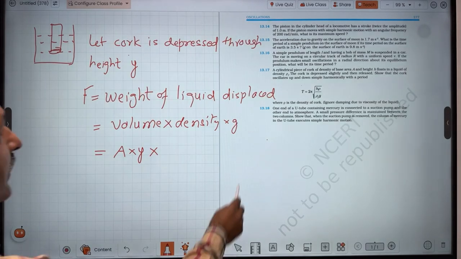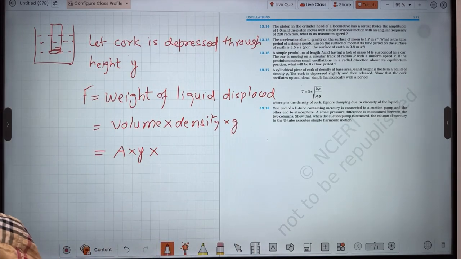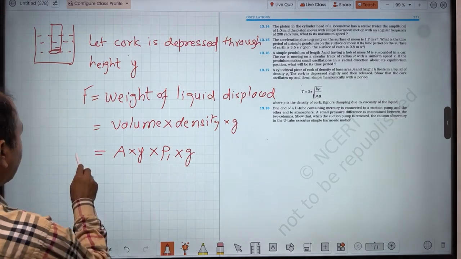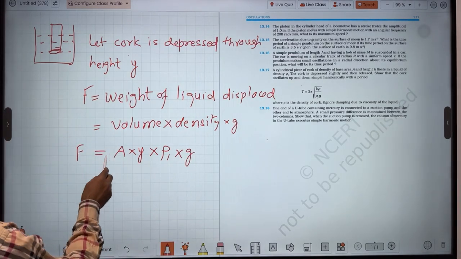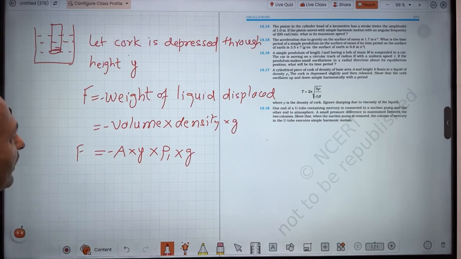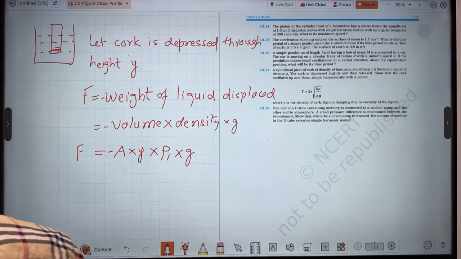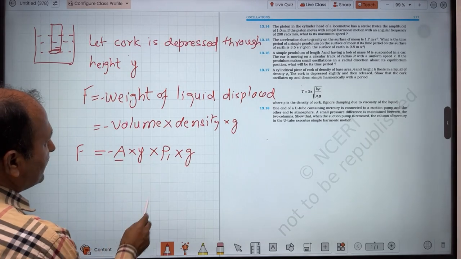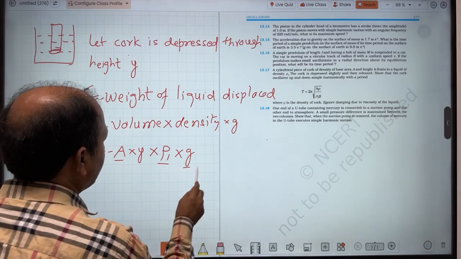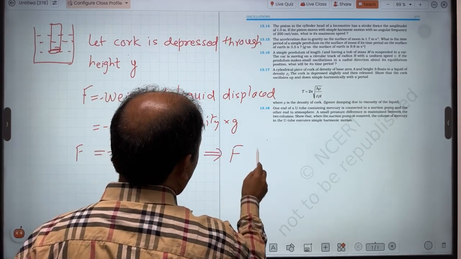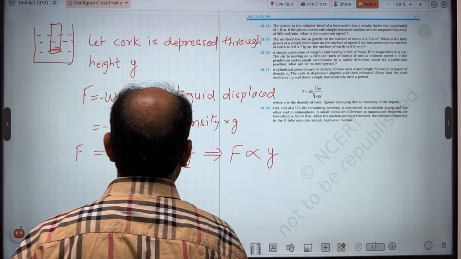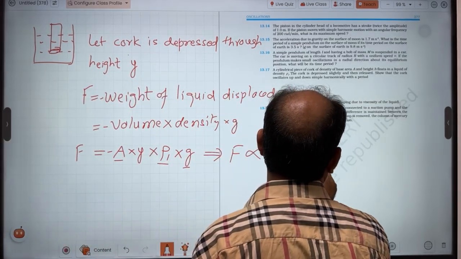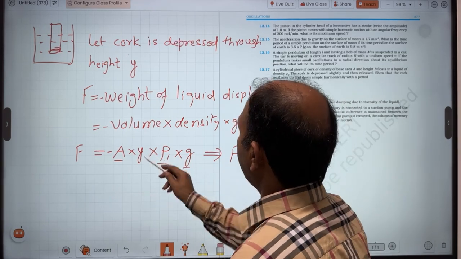Density of liquid is to be taken as rho 1. So we write it rho 1 into G. Correct? So this is a restoring force. If you want to write negative sign, just write it here everywhere. Right? And clearly here A is constant, rho 1 is constant, G is constant. So you can say that F is proportional to Y, and we can write F equal to Ky. So from here we can get K equals these values.